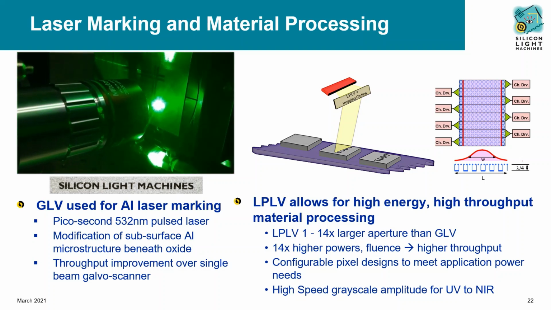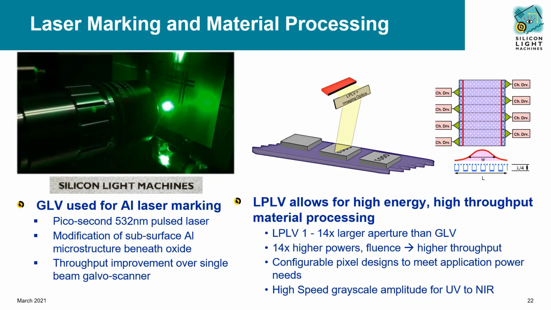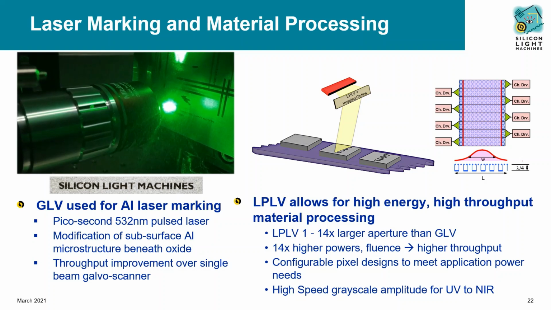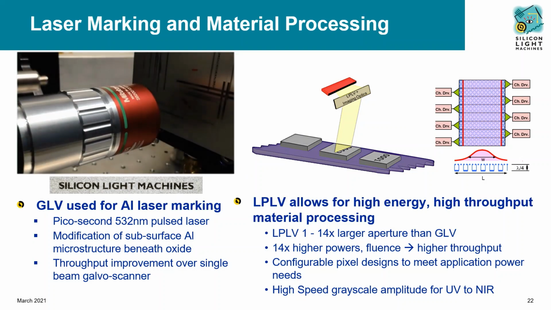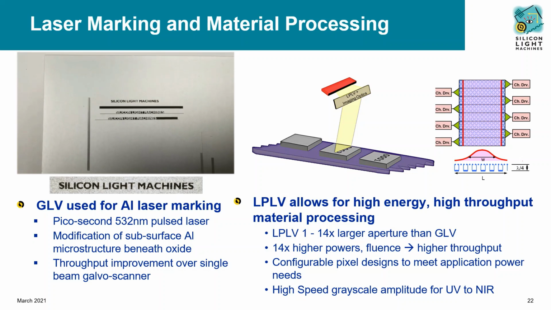By multiplexing laser power over many channels, we are able to create subsurface modifications at throughputs not possible with a single scanned beam. The GLV response is instantaneous grayscale, exactly modulating the desired amount of the power that reaches the surface.